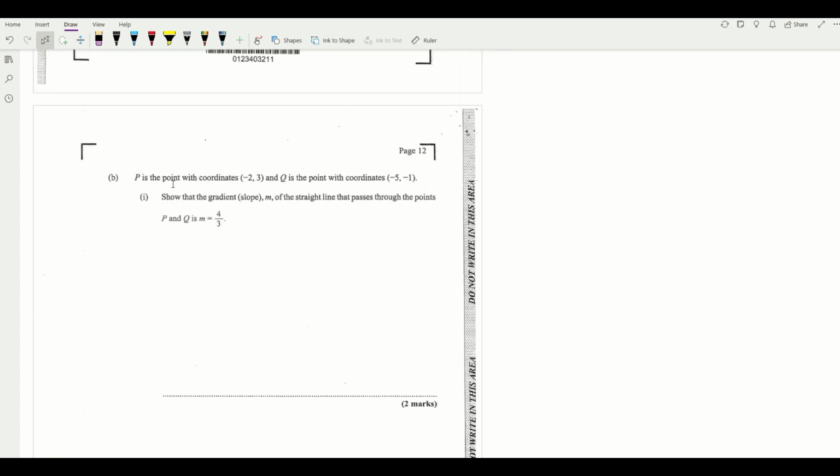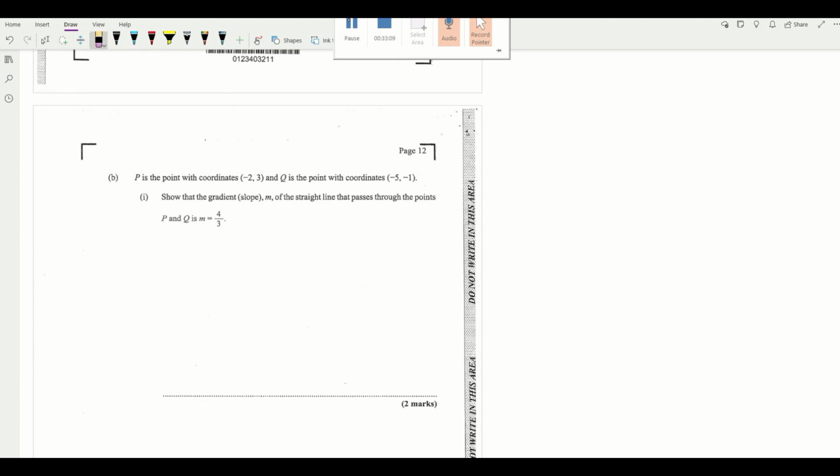Let's look at this. P is a point with coordinates minus 2, 3, and Q has coordinates 5, minus 1. Show that the gradient M of the straight line that passes through the points P and Q is 4 over 3. They are asking you to find the gradient of the line PQ. So let's just say this is P and this is Q, and it's passing through here. They're asking you to find the gradient of that line.